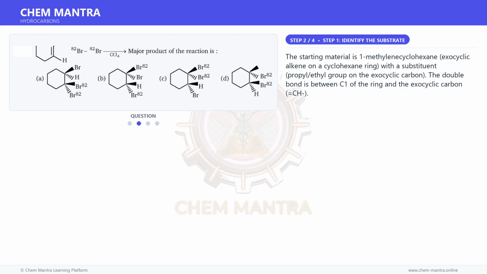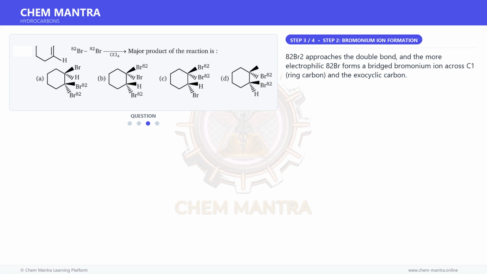The starting material is a 1-methylene exocyclic alkene on a cyclohexane ring with a substituent, propyl ethyl group, on the exocyclic carbon. The double bond is between C1 of the ring and the exocyclic carbon, C=CH. Moving on to the next step.